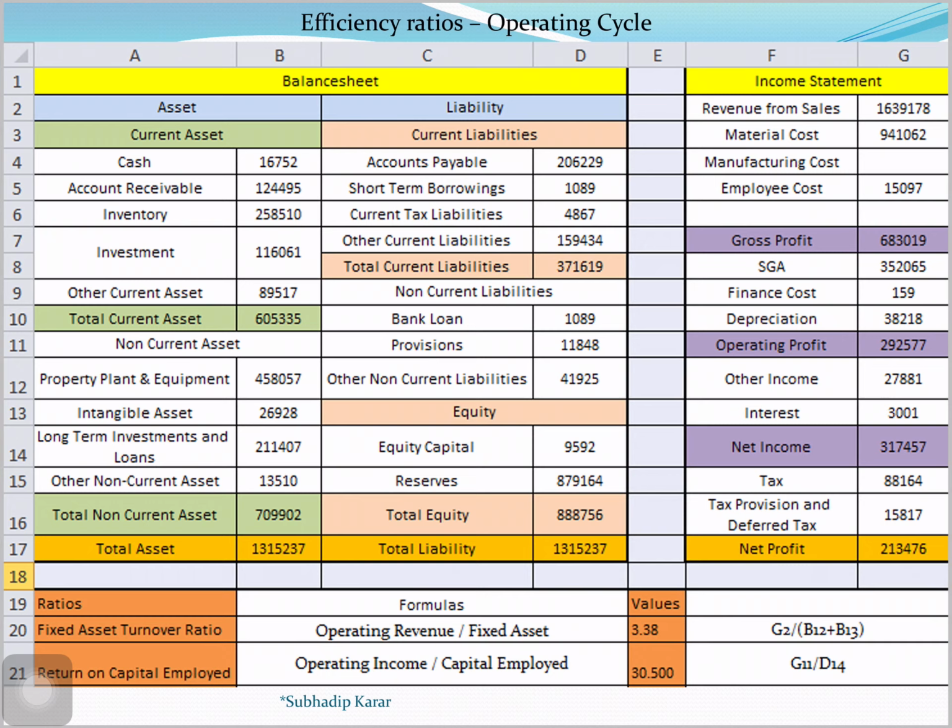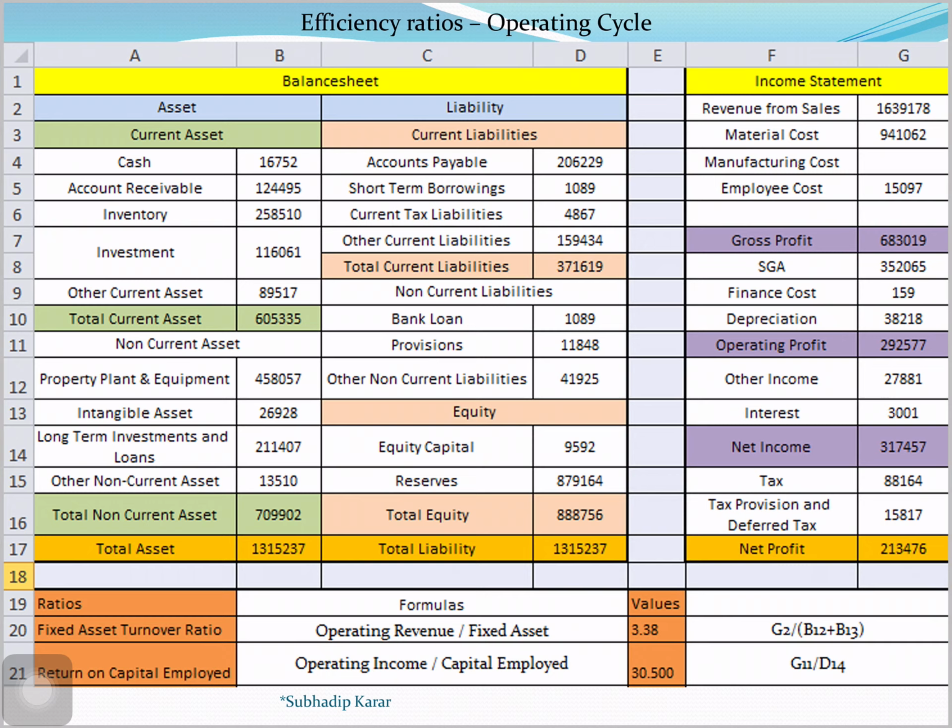A higher return on capital employed indicates more efficient use of the capital. This ratio is sometimes called ROCE, and it should be higher than the company's cost of capital. Otherwise, it indicates that the company is not employing its capital effectively and is not generating shareholder value.